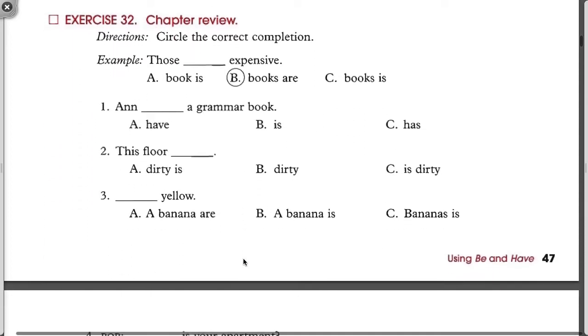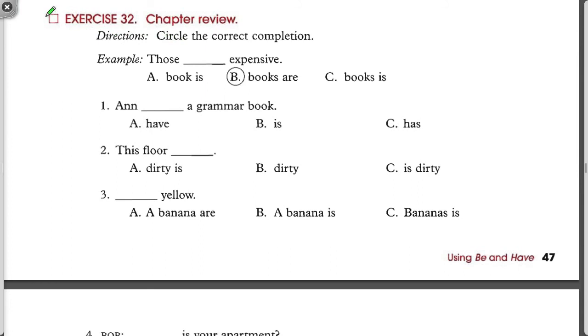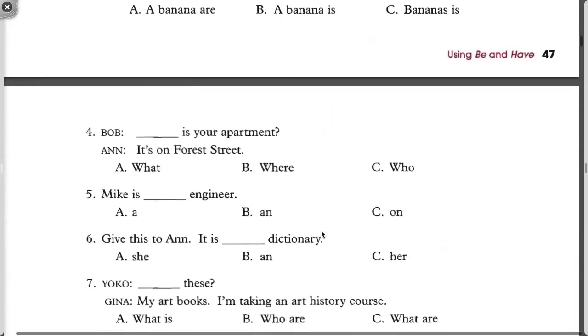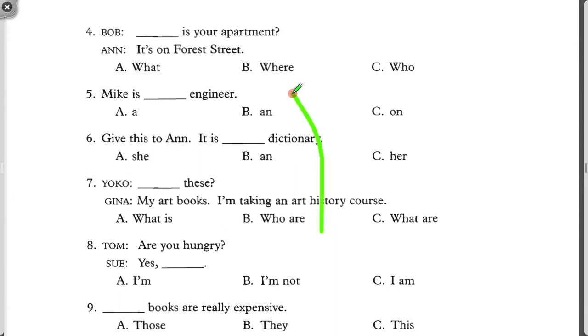And exercise 33, chapter review. Circle the correct completion. Number 1, Anne has a grammar book. This floor is dirty. A banana yellow, a banana are, a banana is, bananas is, no. A banana is yellow.